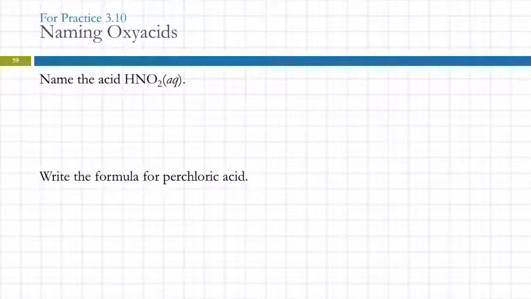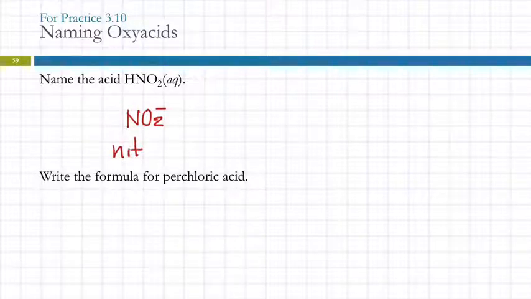Okay, so let's name an acid. So here we've got HNO2 aqueous. We look at this, it starts with H, that's how we know it's an acid, and we see it has oxygen in it. So this is an oxyacid, and so what we're going to do is cover up the H and look at the rest of it. Right, so that is NO2. And so that has the name nitrite.